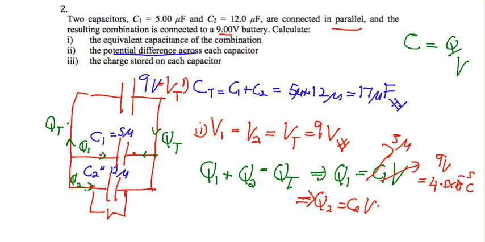The same process for Q2 is equal to C2 times V. C2 is 12 microfarad and V is 9 volt. This is 12 micro times 9, which, using a calculator, is 1.08 times 10 to the minus 4 coulomb. So this is Q2, and this is Q1.